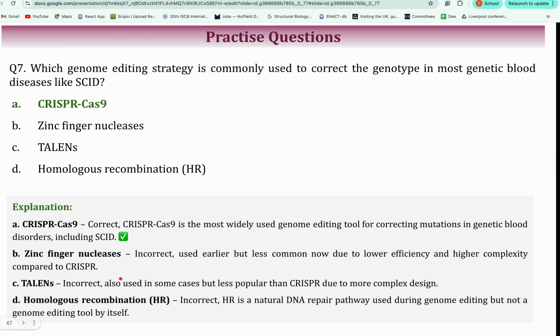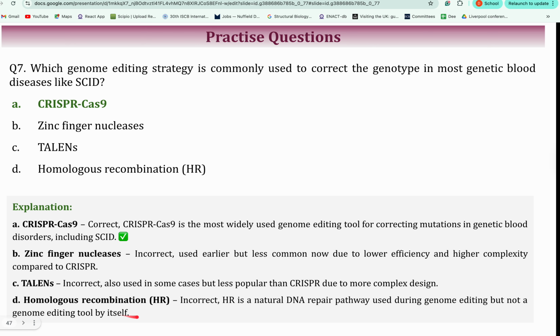Because when we're talking about ZFNs and TALENs, we have seen how to design them. We have seen their assembly. We have seen how we can design the TALENs and decide to which specific DNA segment they can bind. Based on that, we need to synthesize them. We need to assemble them. So that is a complex designing task. That's why CRISPR-Cas9 is much favored over them.